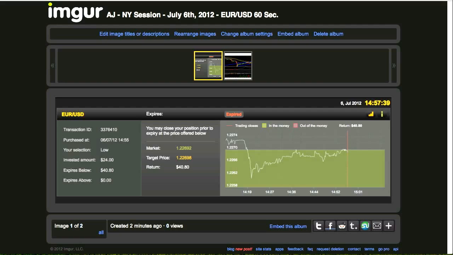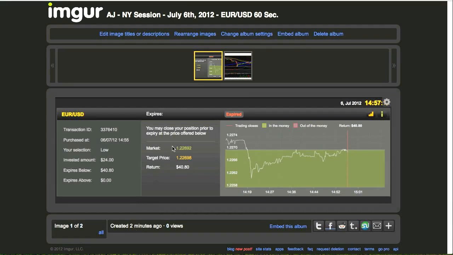My name is AJ, and today I'm going to be showing you a Euro USD 60-second binary option that I placed on July the 6th, 2012. It was a put option for an invested amount of $24 that expired at 40.80 for the expiry below, so it was correct. And as you can see, not that big of a win, 0.6 of a pip, but good enough in binary options, but especially good enough in 60-second binary options.